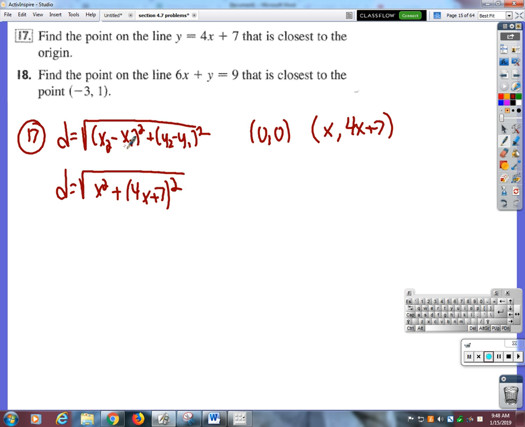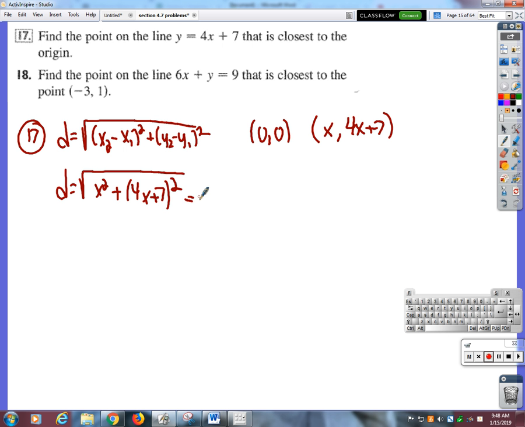Because this guy right here is 0 and this guy right here is 0. This one right here becomes x, but I do have to square it. And this one right here becomes 4x plus stuff. Okay? Did you get all this done?